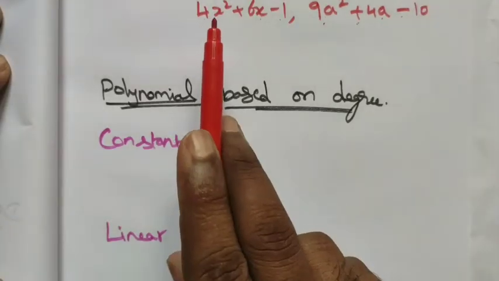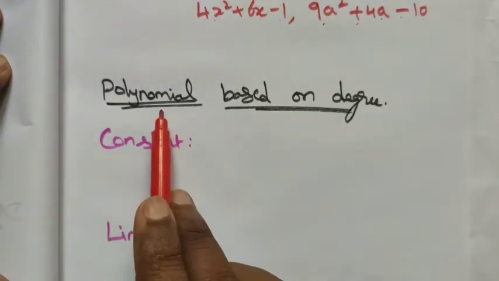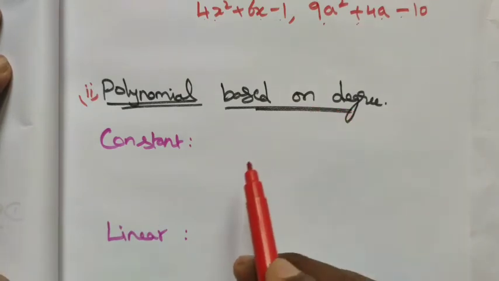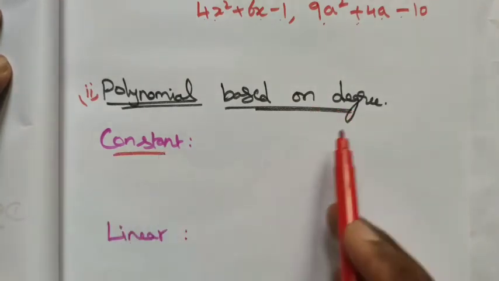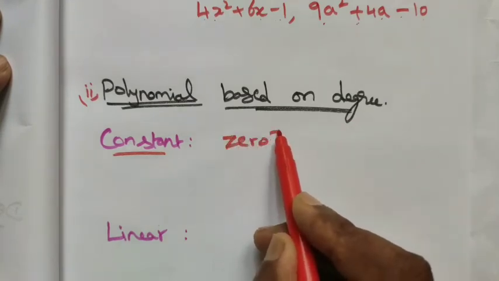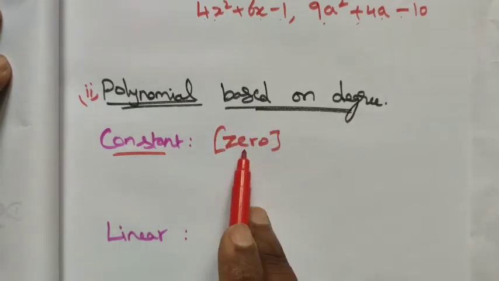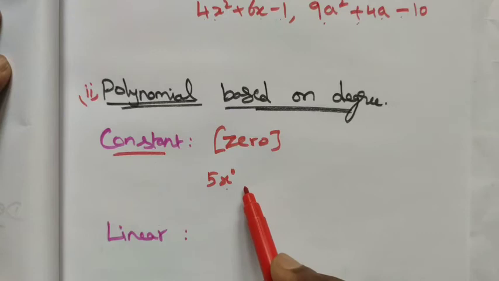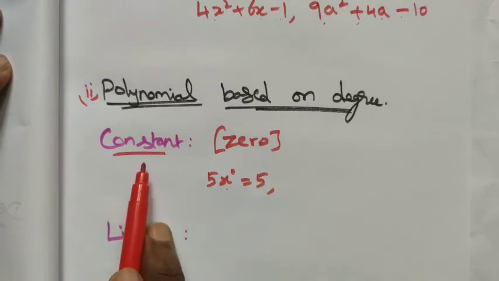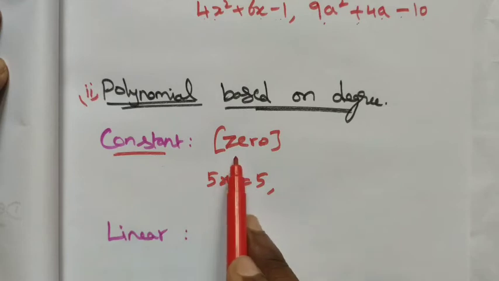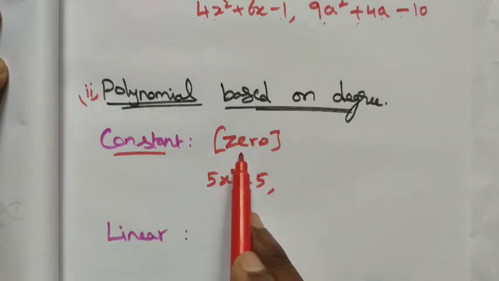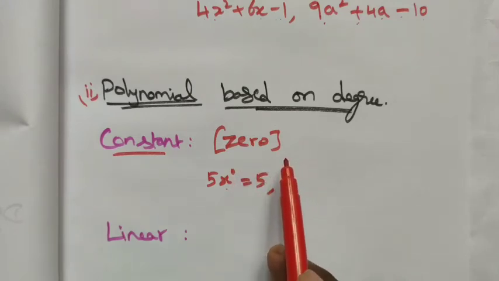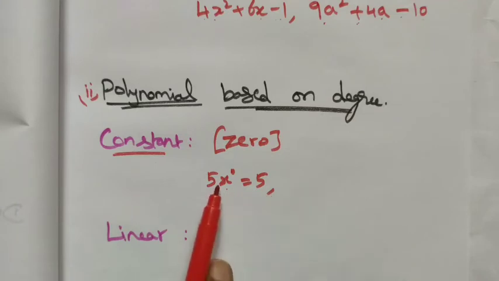So first we have seen the polynomial on the basis of the number of terms, and the second one is the polynomial based on the degree of the polynomial. Where you get only the constant term, the degree of the polynomial is 0, right? The degree is 0 means it is a constant term, 5x to the power 0. x to the power 0 value is 1. So this term is equal to 5. Only the constant term, degree 0, is called the constant polynomial.